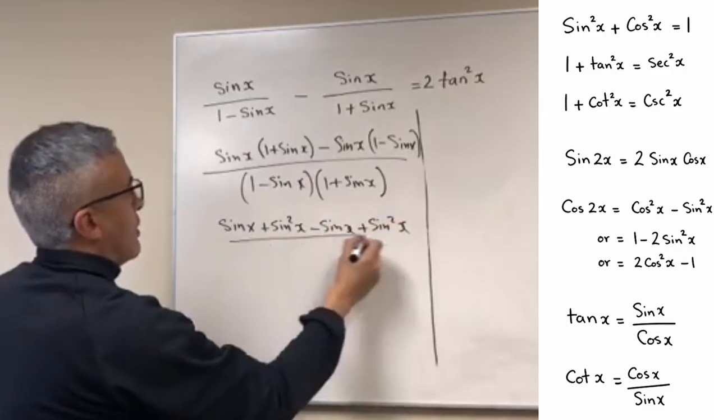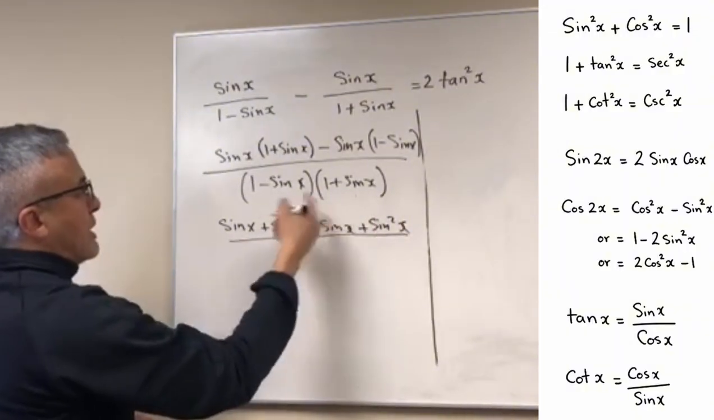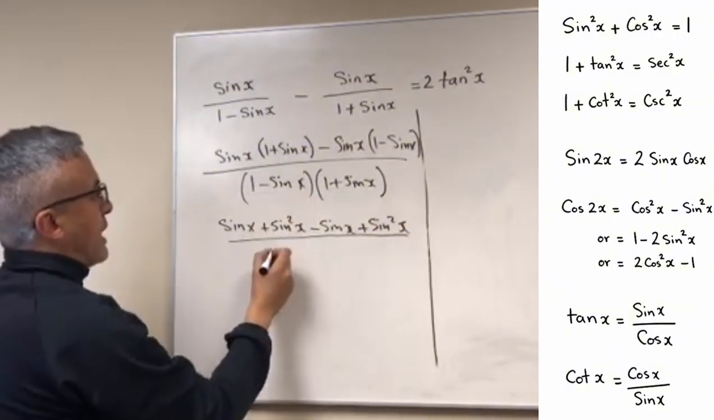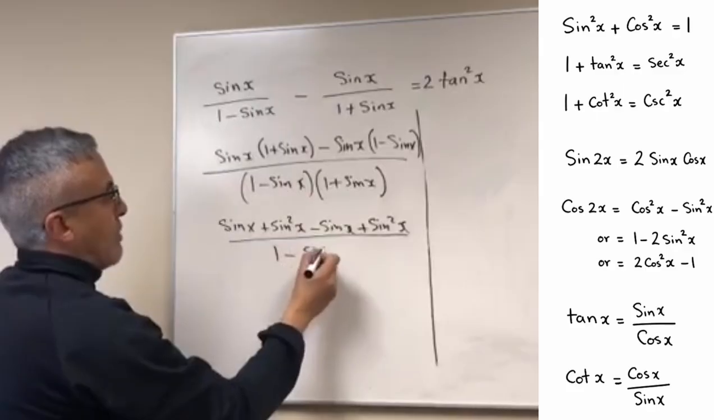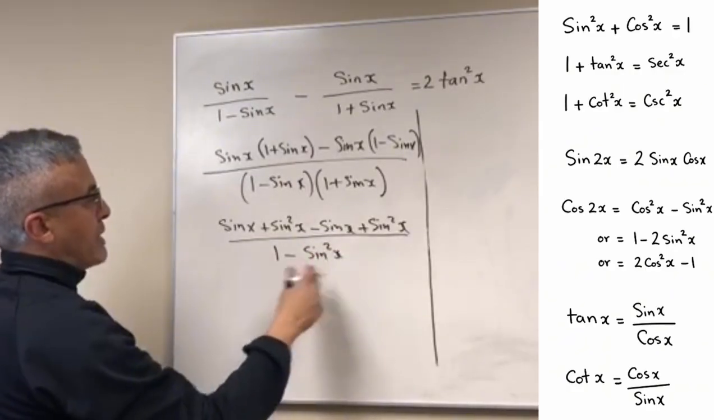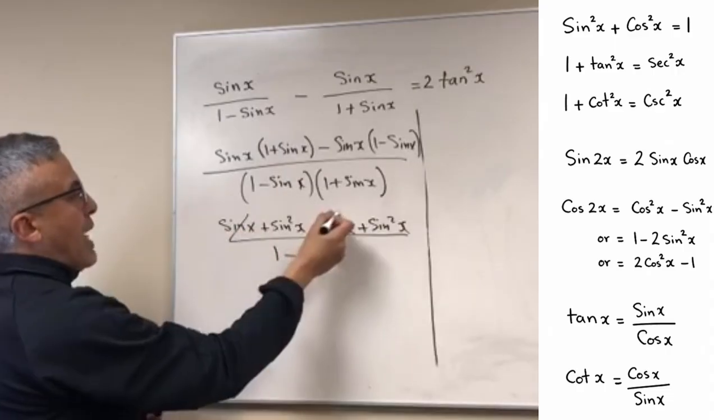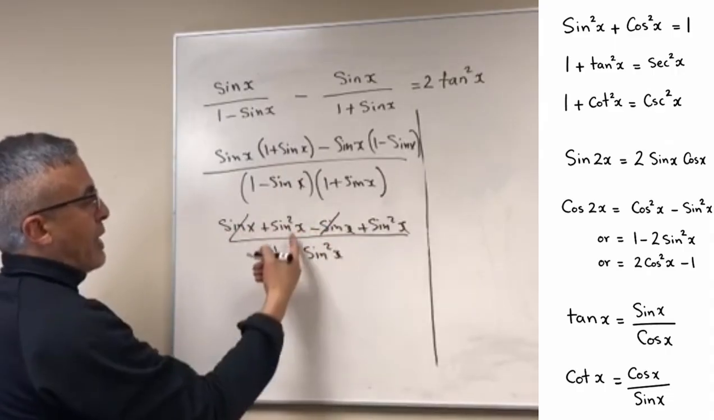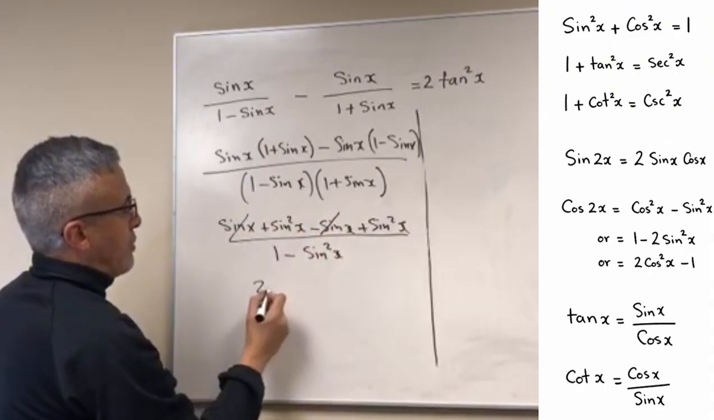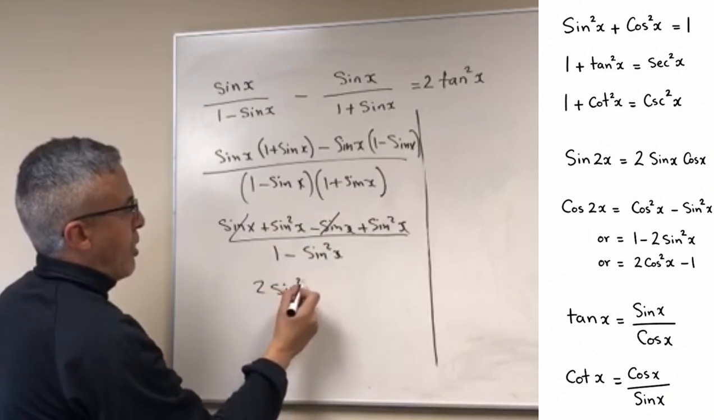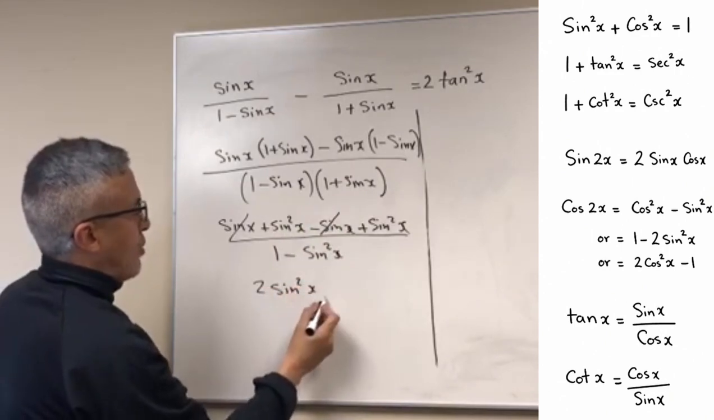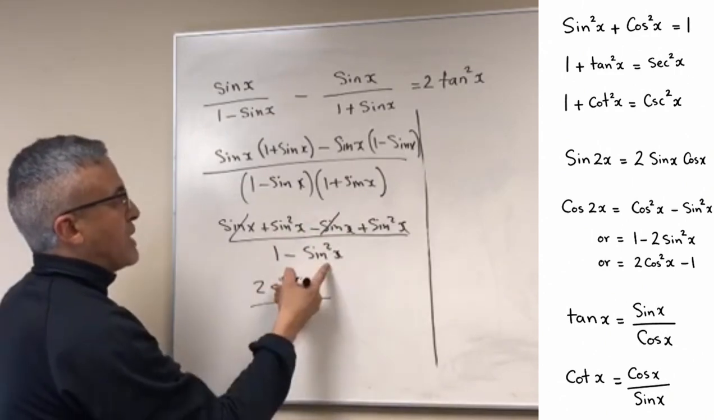And you know what? We'll FOIL this, and since this is the difference of squares, we end up with 1 minus sine squared x, because the middle terms will cancel. Now here, if we collect like terms, sine x and negative sine x will cancel, and we add like terms again, so 2 sine squared x all over 1 minus sine squared x is the identity.